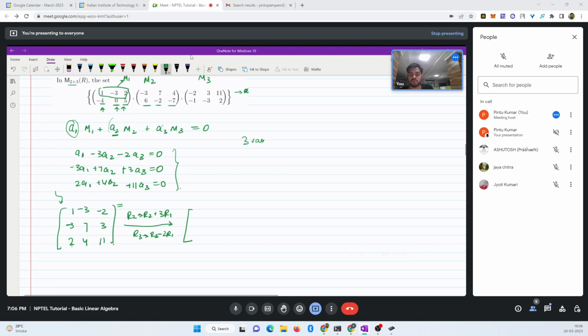Yeah. So what do we obtain? We obtain this as 1, 0, 0. Now we added 3 times to it, so this is minus 3. This we get as minus 2. We have subtracted, so this goes to 10.